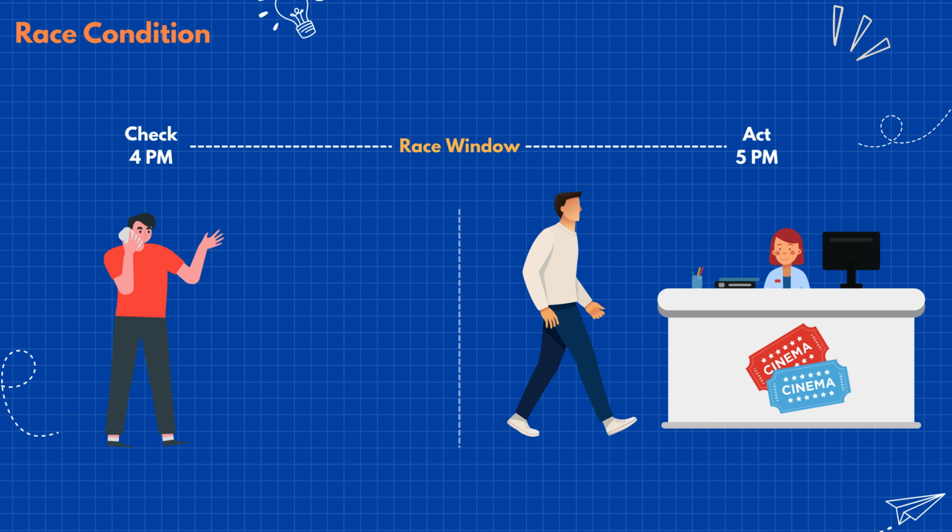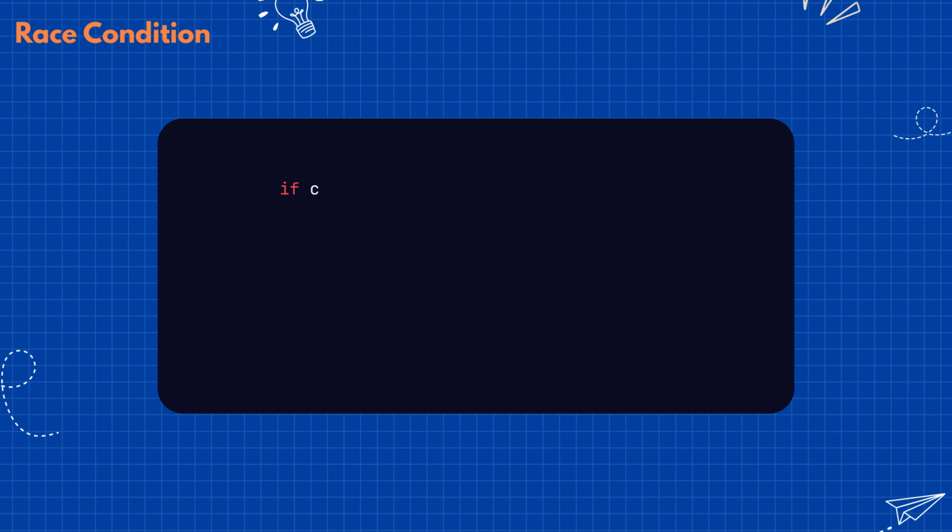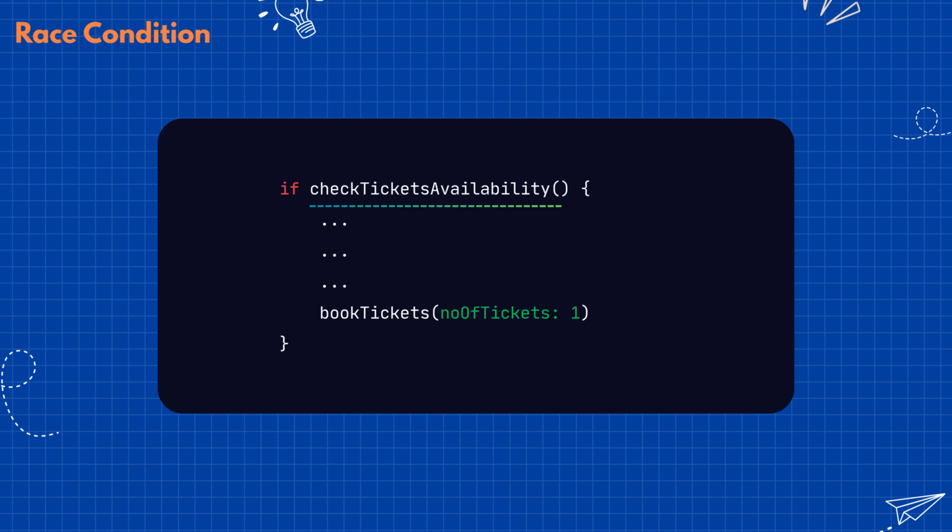Now let's try to apply this example in a technical context. Imagine we have to do the same thing in code. We call the function hasTicketsAvailable to see if the tickets are available. Consider this function talks to the database and returns true if tickets exist. If the function returns true, then we go ahead and call the bookTickets function. The bookTickets function would reduce the number of tickets in the database. Also consider that you might want to do some other activities before you actually call the bookTickets function. This is the classic check-then-act pattern.